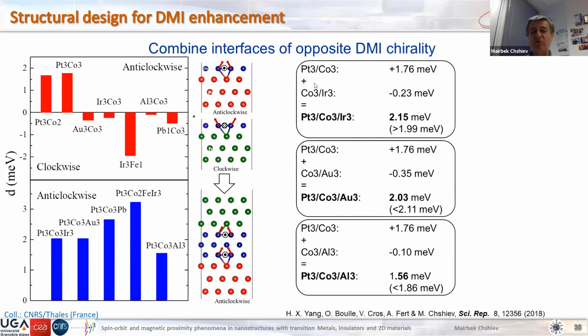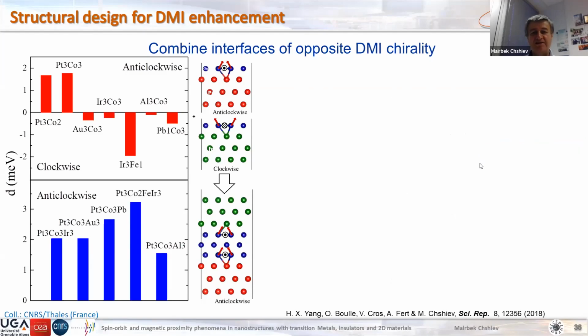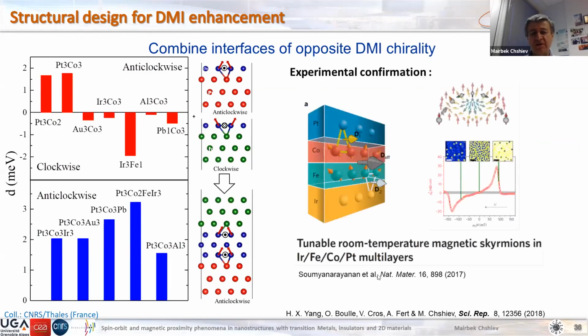However, if you look at the values, how they are combined into the total DMI, for example, platinum-cobalt with cobalt-iridium, how it creates this value here for platinum-cobalt-iridium, then it is not so trivial, actually, because sometimes there is a loss, sometimes there is enhancement, and it is not trivial business, but still it works overall, the idea.